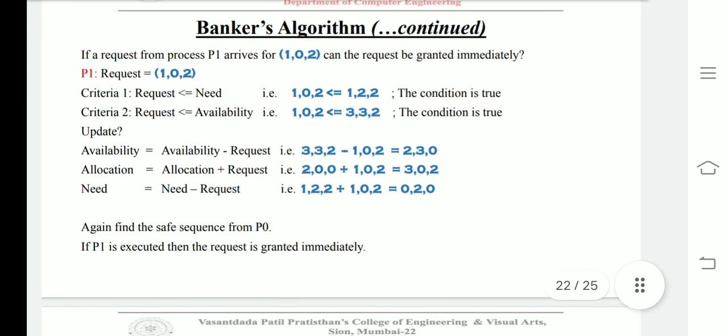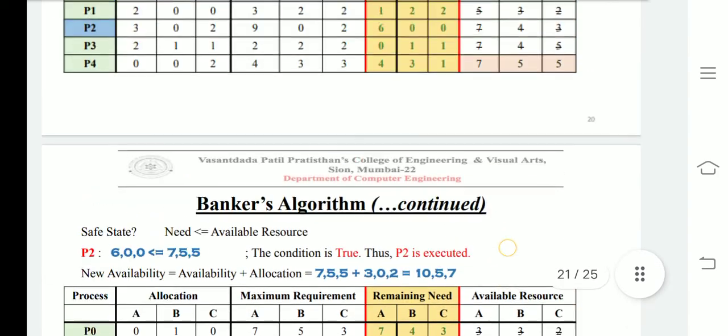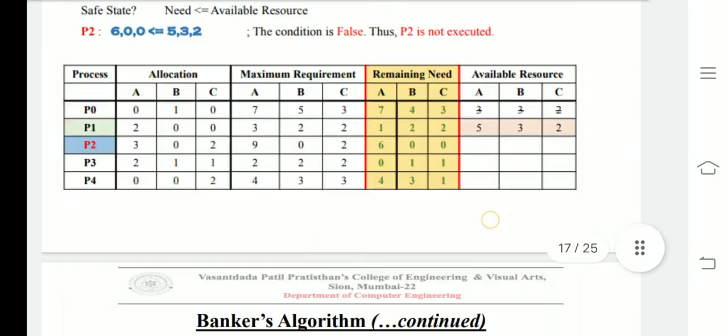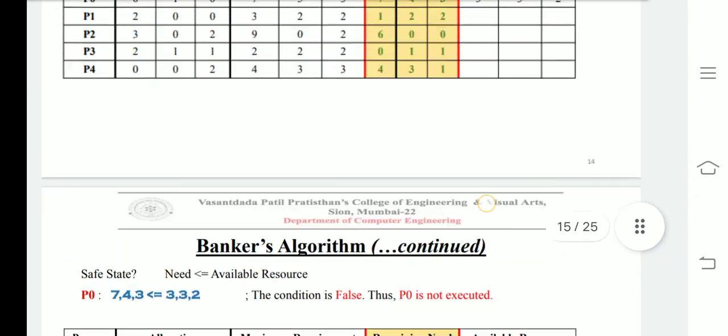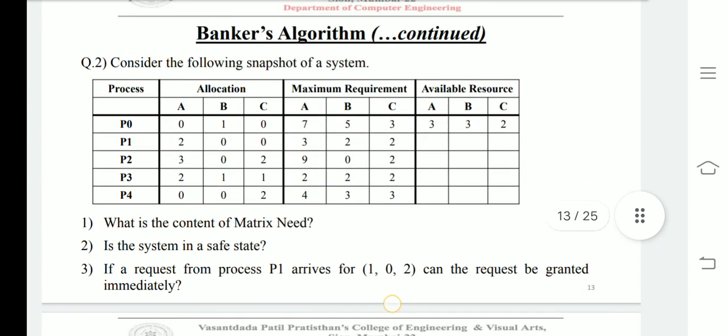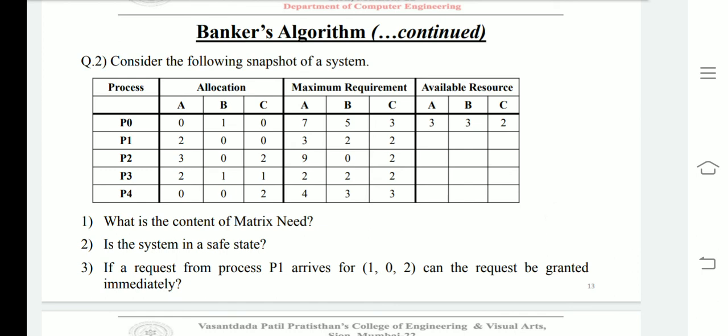After that we will consider P1. Yes, we find that P1 will get executed. So we can say if P1 is executed, then the request is granted immediately. So what was our question here? So this was our question. If a request from process P1 arrives for the request 1, 0, 2, can it be granted immediately? So the answer is yes, P1 will get executed immediately for the request 1, 0, 2.